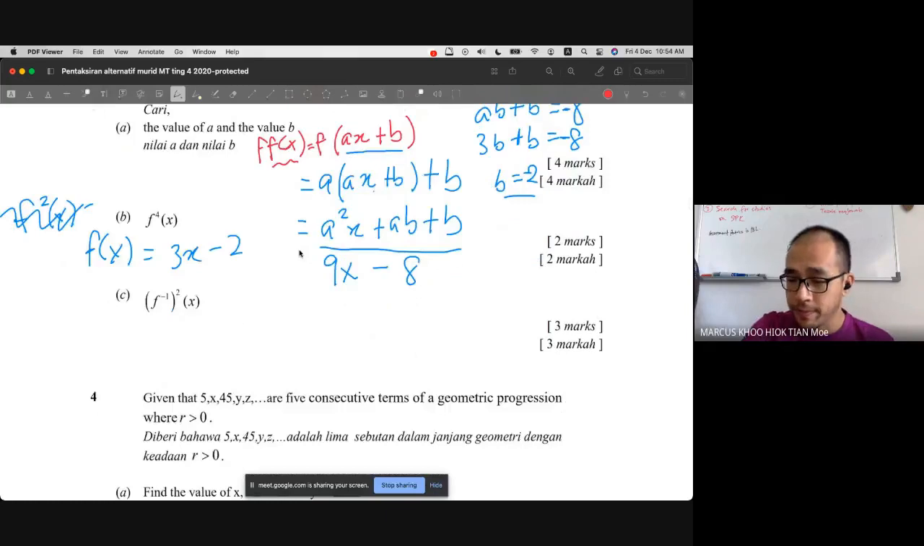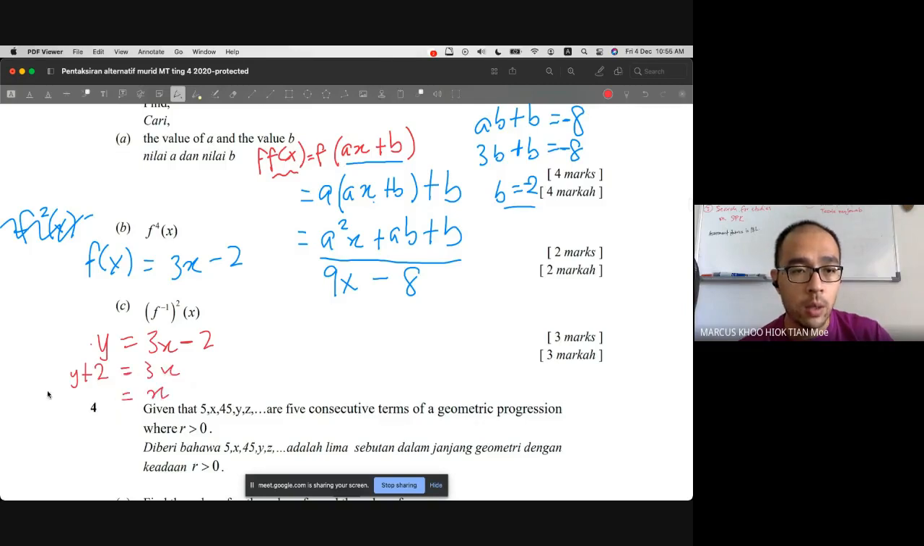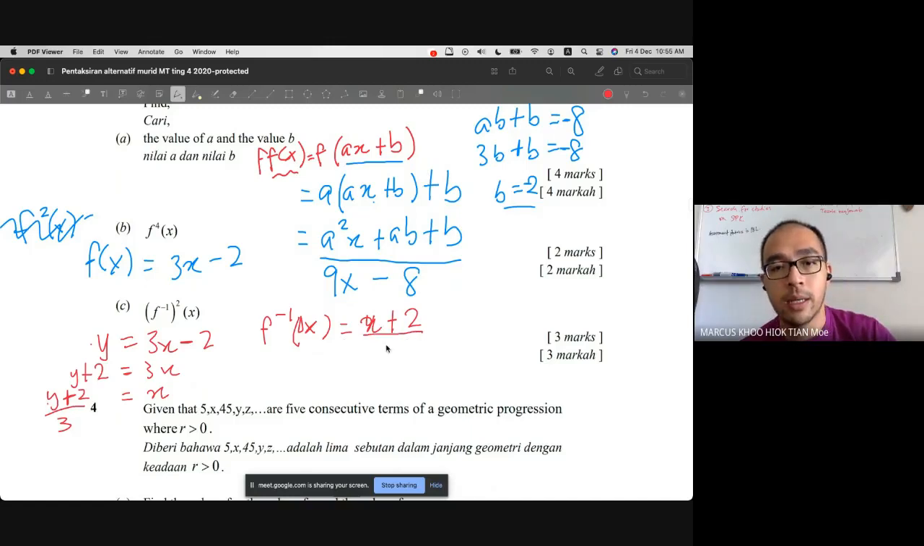Okay, the next one is songsangan, the inverse. So now that we have f(x) equals to 3x minus 2, do you guys know the shortcut to do songsangan? I like to do this one. So y equals to 3x minus 2. Saya kasi jadi x sebagai kepala rumus. So y plus 2 equals to 3x. X equals to y plus 2 over 3. So this is the inverse function, x plus 2 over 3. Okay, all I have to do is just change the y to x again. Kenapa x? Sebab di dalam kurungan sini adalah x.